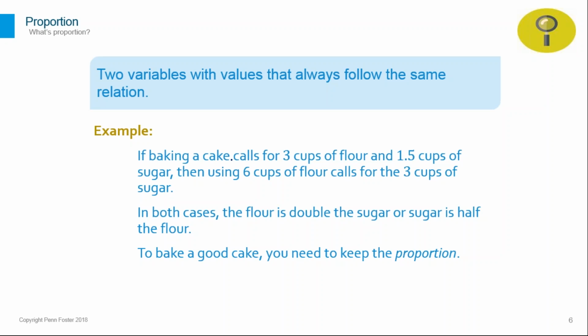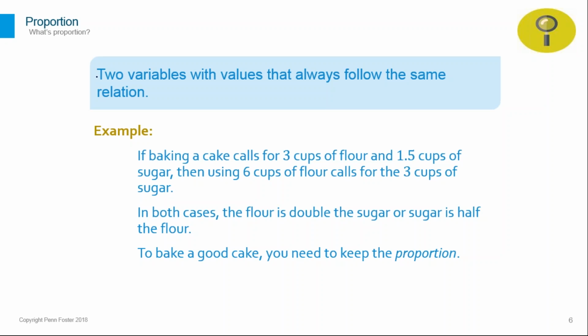I try to define proportion in simple words. I just describe it as 2 variables with values that always follow the same relation. When we go over the example on the bottom, you will understand what I mean by variables and what I mean by relation. So let's read the example and try to understand what is a proportion.